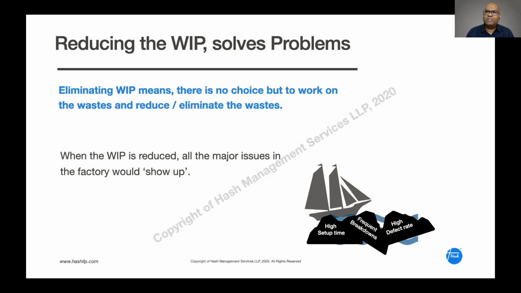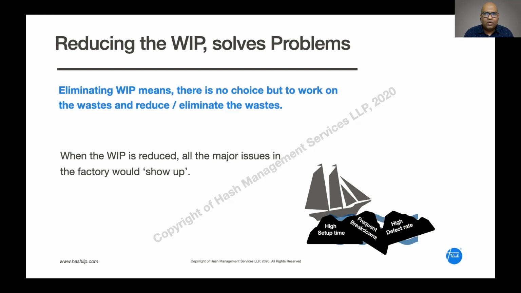It's like a ship sailing in the sea. There are big rocks at the bottom of the sea, and the water level is the WIP. When the WIP is high, the ship will easily sail through. Nobody will notice the rocks. When you reduce the WIP, the ship will hit each of these rocks. So there will be panic. Everybody will be watching the shop floor. What happened? Why are the machines stopped? Why are the lines stopped?